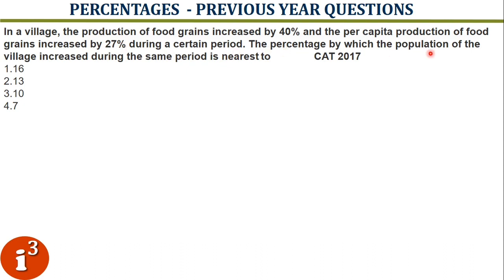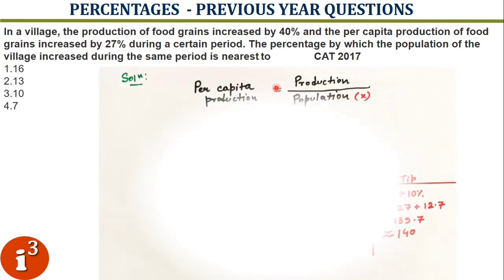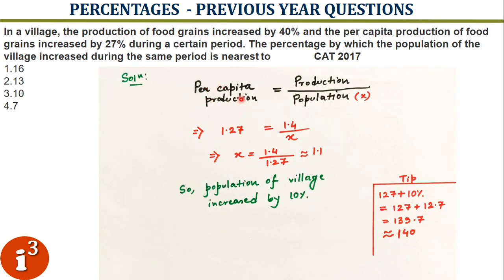So production increased, and population also increased, so production per capita is a 27% increase. The question is, the percentage by which the population of the village increased during the same period is nearest to. So let's see the solution.